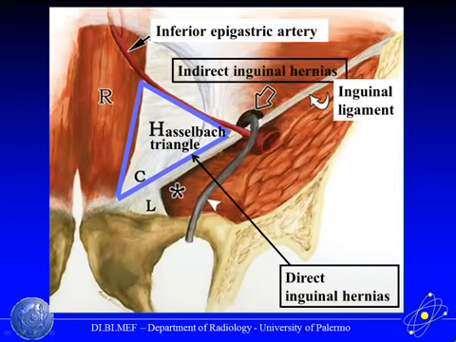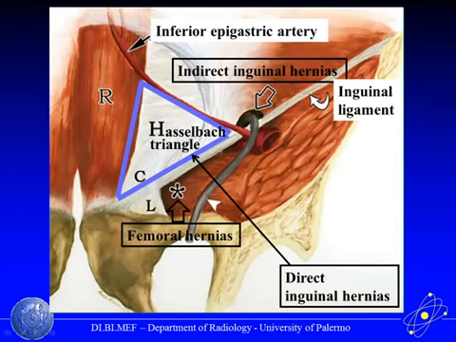On the contrary, indirect inguinal hernias penetrate to the deep ring of the inguinal canal, through the inguinal canal into the scrotum. So two different ways of penetrating this area. And finally, femoral hernias penetrate below the inguinal ligament, whereas both direct and indirect inguinal hernias penetrate above the inguinal ligament. So a little bit of anatomy.